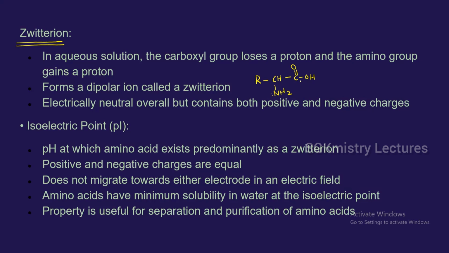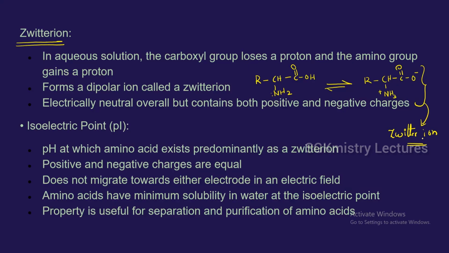So it can be accepted by the NH2 group to form NH3+, right? And the COOH group, because of loss of proton, becomes COO-. So you can get RCH with NH3+ and COO-, right? So this particular ion, in which you can see both positive and negative charges together, is called the Zwitter ion. So it is a dipolar ion because it has both positive as well as negative charges.